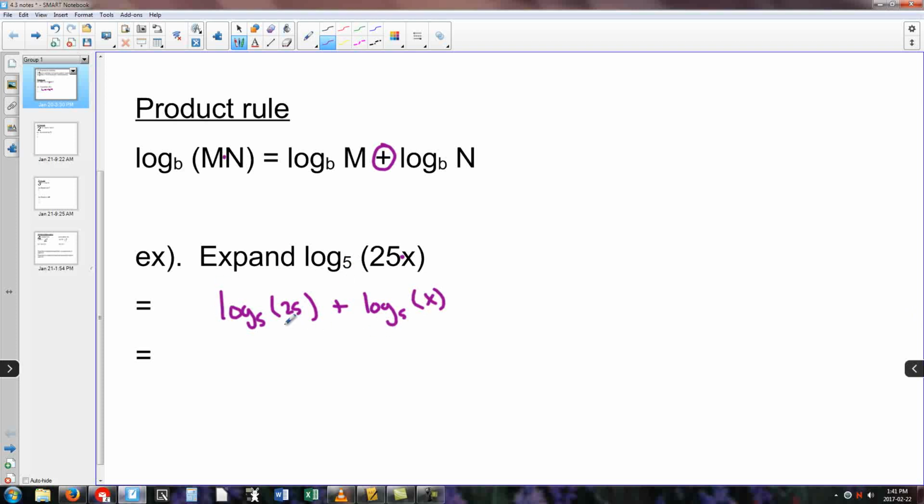And what's really neat here, and is the purpose of all of this, is that this is something I can evaluate. Turns out log base 5 of 25. Well, what exponent do you put on 5 to get 25? The answer is 2. So this is 2 plus log base 5 of x. This is a much more solvable equation. You know, if this was equal to 10 or something, I could subtract the 2 and then I could work on it. The original problem would have been a little bit more tough to work with.